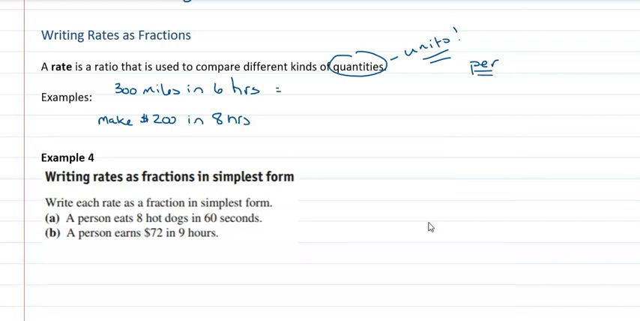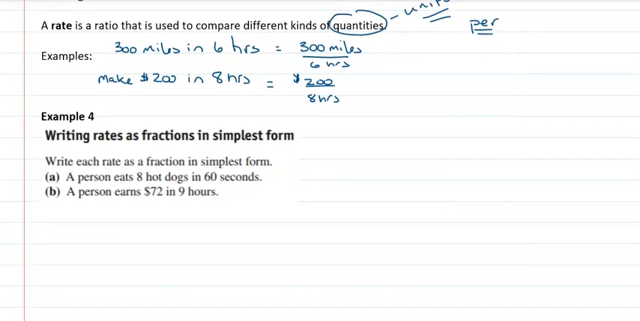So in this one we would say, well, if we traveled 300 miles in 6 hours, that means we would go 300 miles per 6 hours. And if you made $200 in 8 hours, you would make $200, dollars goes over here, which is kind of weird, in 8 hours, okay, per 8 hours. And then we would reduce that and do some other stuff later, which we'll do soon. All right, so let's look at just writing these rates as fractions in simplest form.